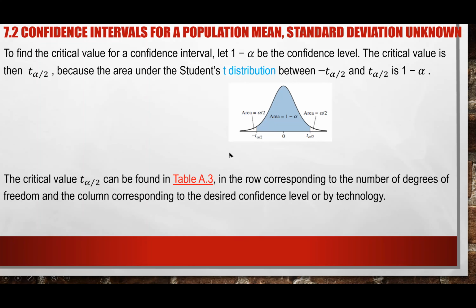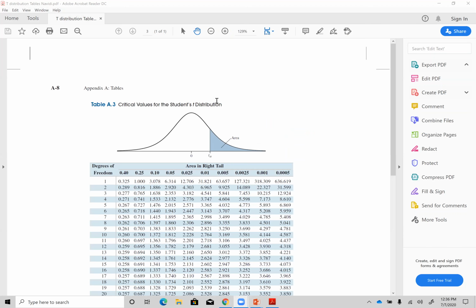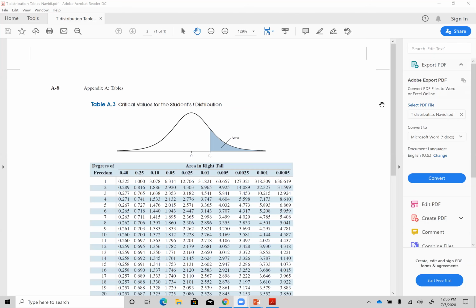Okay, so now, in order for you to find a t critical value, we have to deal with this table, the appendix, table A1, right?